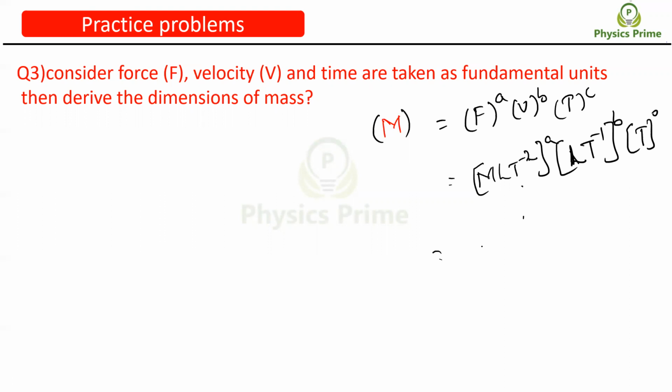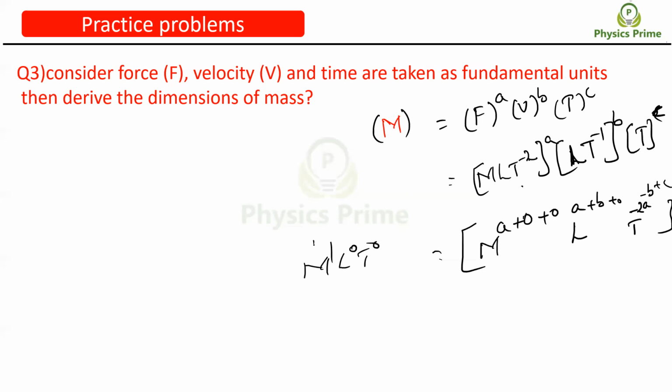That means M power A plus 0, because there is no M in velocity, plus 0. So M power A, L power A plus B plus 0, T power minus 2A minus B plus C. It should be equal to M power 1, L power 0, T power 0.